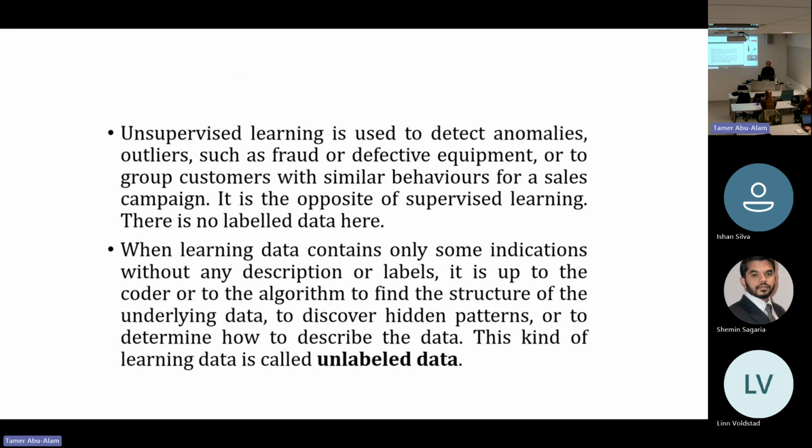Why is it unsupervised? Because there is no data saying that Mushtaq, for example, is category A for Amazon, or Lisa is category B for Amazon, but they discover it from your pattern. Okay. When learning data contain only some indication without any description or label, it's up to the code or the algorithm to find the structure of the underlying data, to discover hidden patterns, or to determine how to describe the data. This kind of learning is called unlabeled data. So it's the same, it's up to the code to find the pattern.